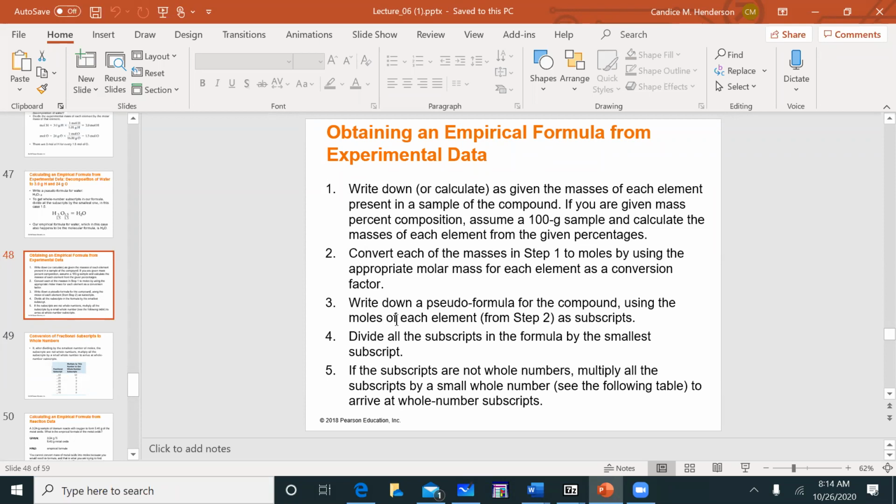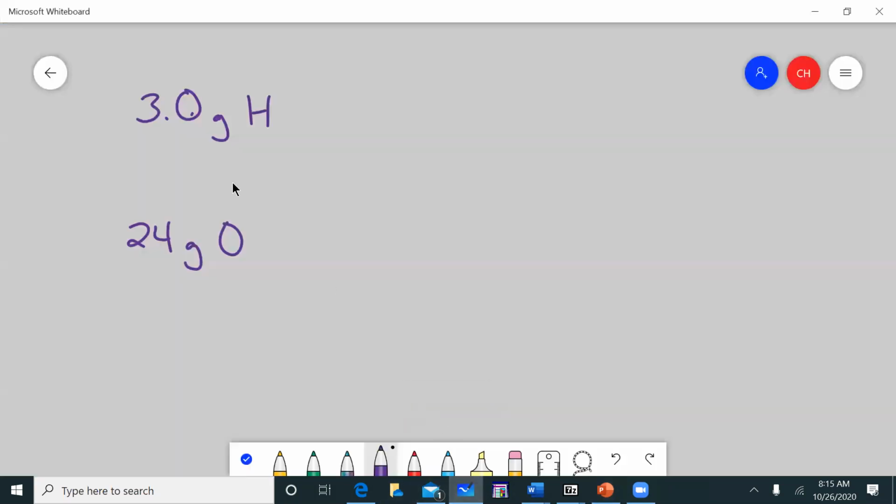Then we're going to write down a pseudo formula where we use these clunky decimals that we got for our mole values, divide by the subscript that's the smallest, and then multiply if we need to. Okay, so those are the steps. Write down in grams. If it's percent, change it to grams, convert to moles, write down a pseudo formula with the mole value as its subscript, divide by the smallest subscript, multiply by a factor if we need to get it to a whole number. So we're going to do that for this.